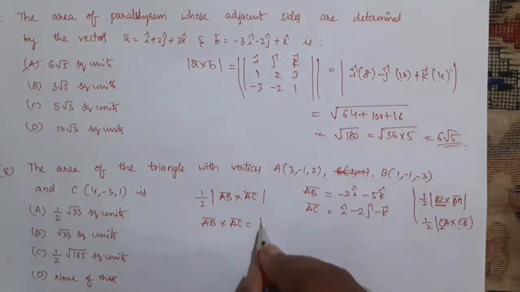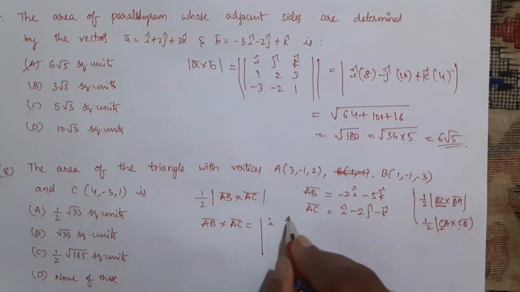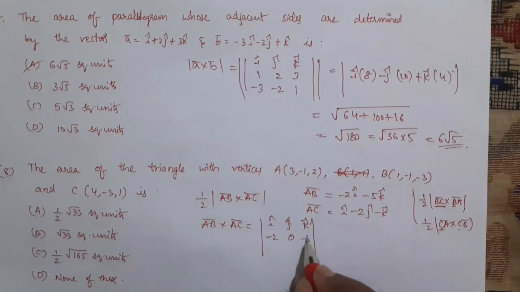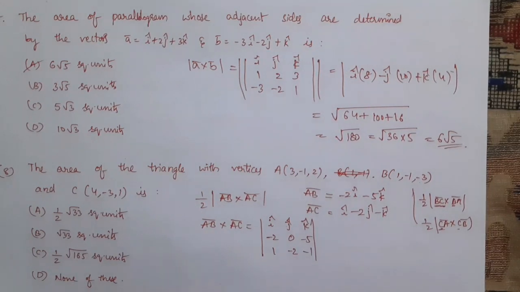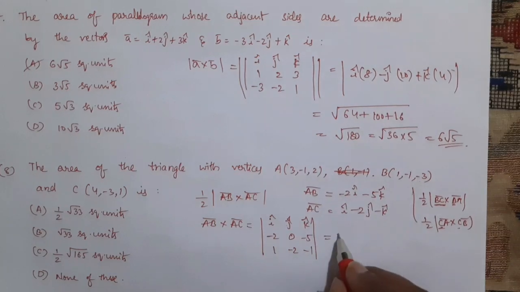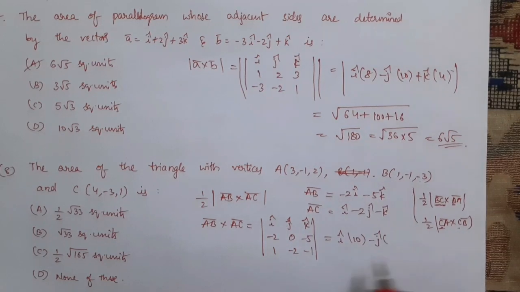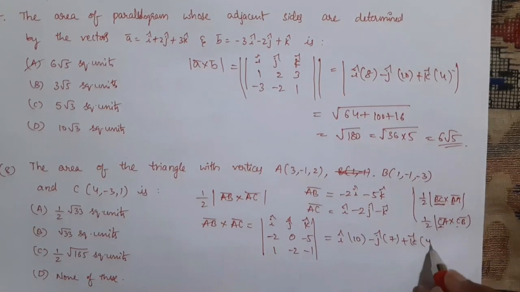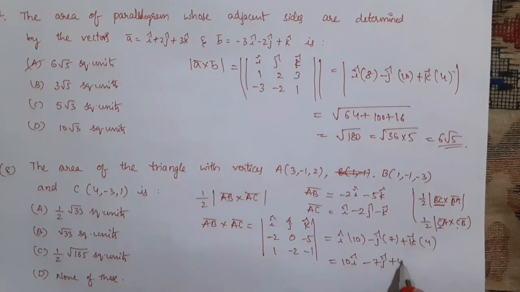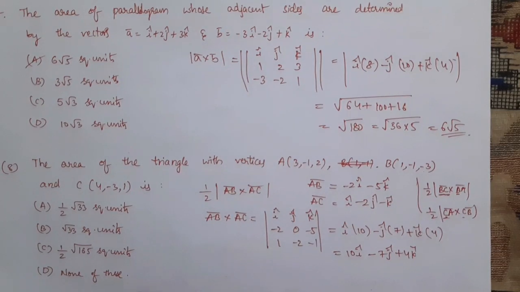Now AB bar cross AC bar, we need to find the determinant. I cap, J cap and K cap. So those are minus 2, 0, minus 5, 1, minus 2, minus 1. So if you simplify this you will get I cap into 10, minus J cap into 2 plus 5 which is 7, plus K cap into 4. So we will get 10 I cap minus 7 J cap plus 4 K cap. This is AB bar cross AC bar.